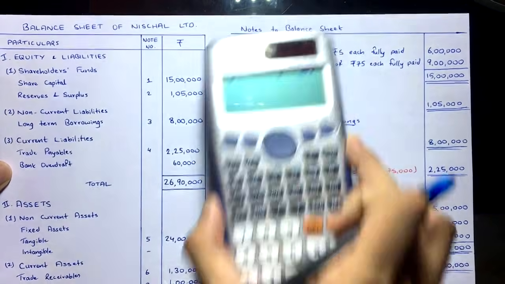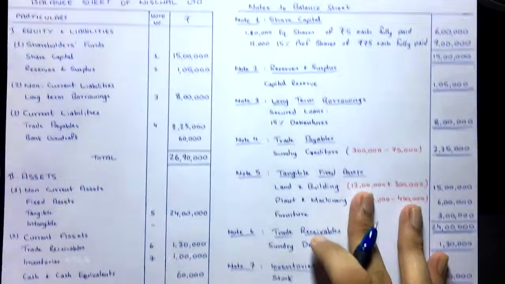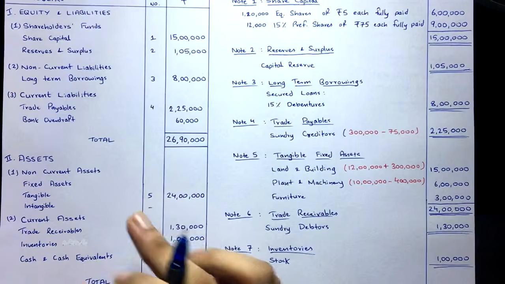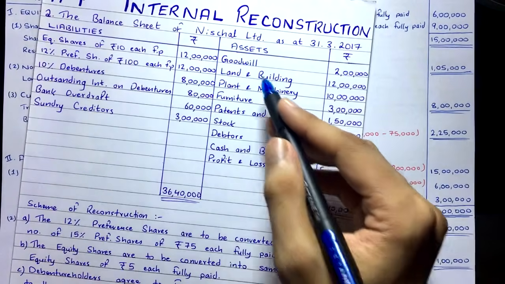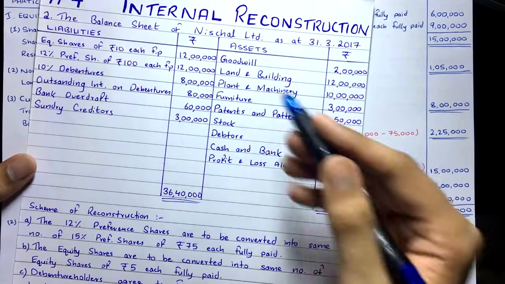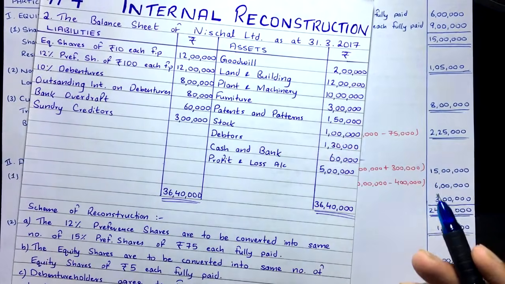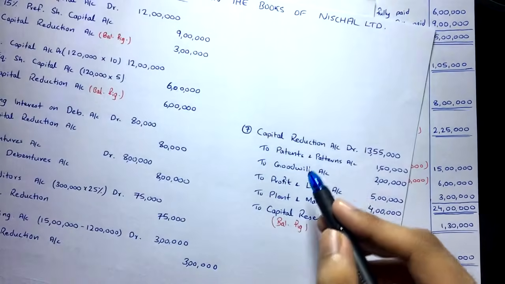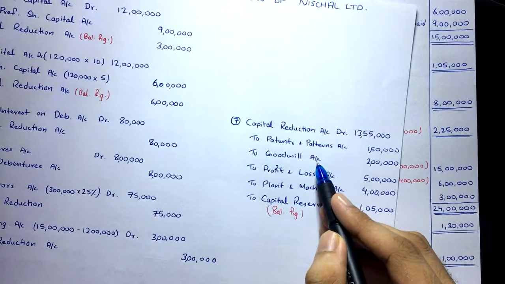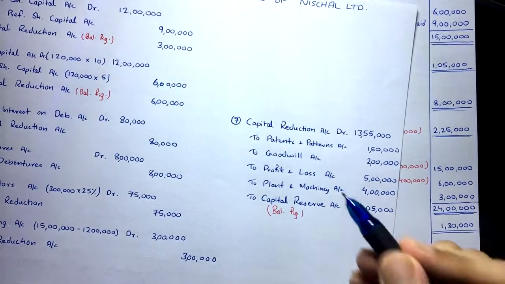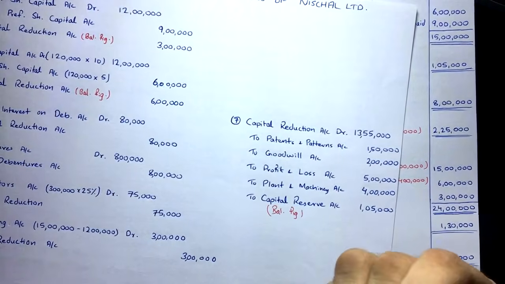Fine. Then what do we do? We go to the asset side, right? So on the asset side, look into the old balance sheet. What assets do we have? Goodwill. Now, do we have goodwill anymore? No, it's gone, isn't it? We have written off the goodwill entirely. Goodwill is completely gone. We have to do that in internal reconstruction, whether the question says so or not.